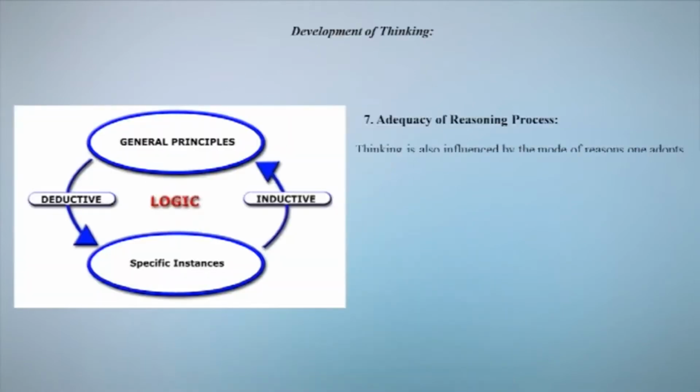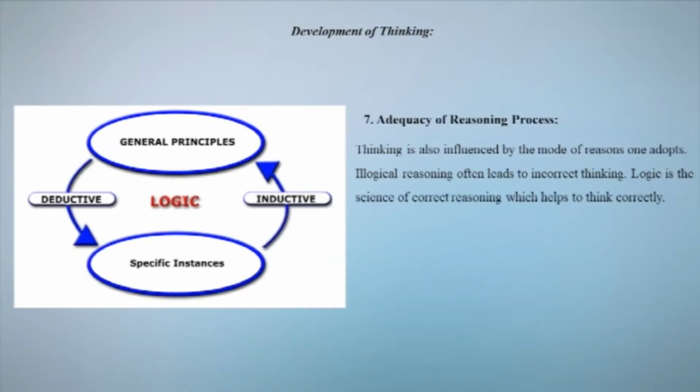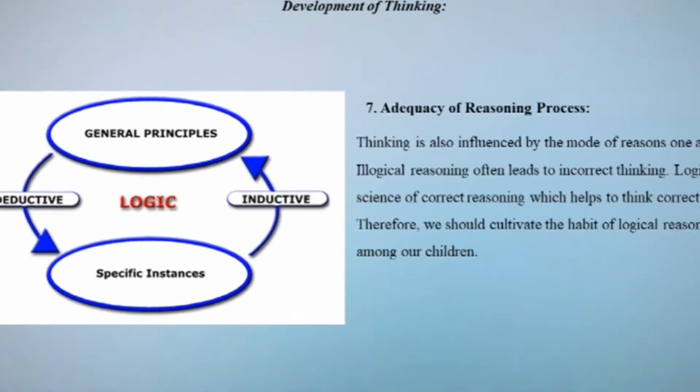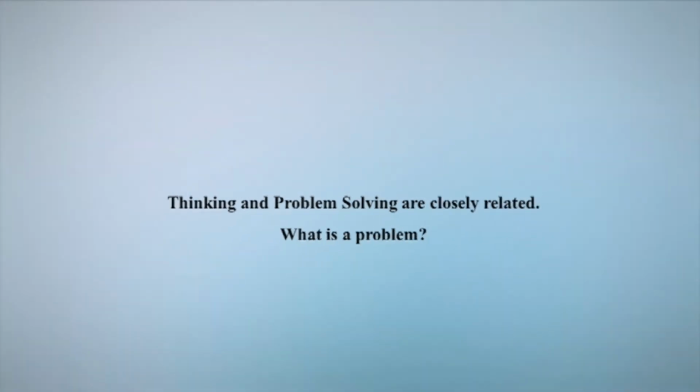Adequacy of reasoning process. Thinking is also influenced by the mode of reasoning one adopts. Illogical reasoning often leads to incorrect thinking. Logic is the science of correct reasoning, which helps us think correctly. Therefore, we should cultivate the habit of logical reasoning among our children. Thinking and problem solving are closely related.